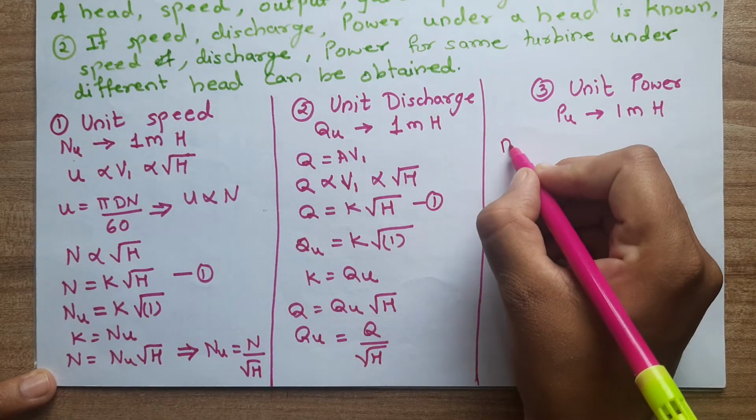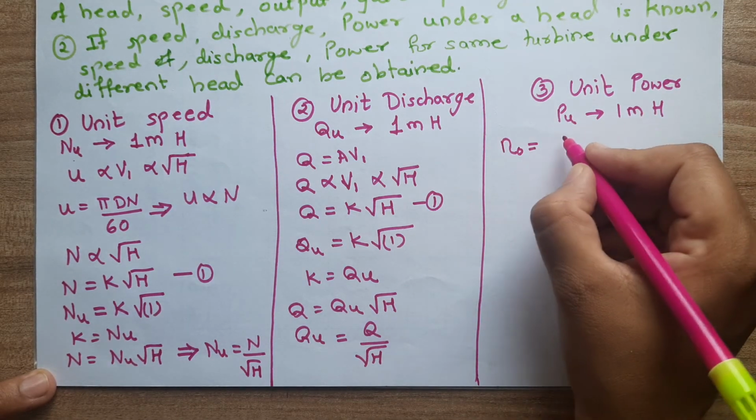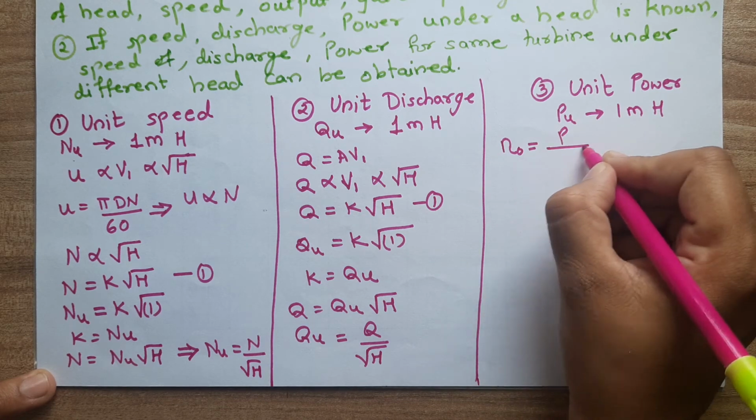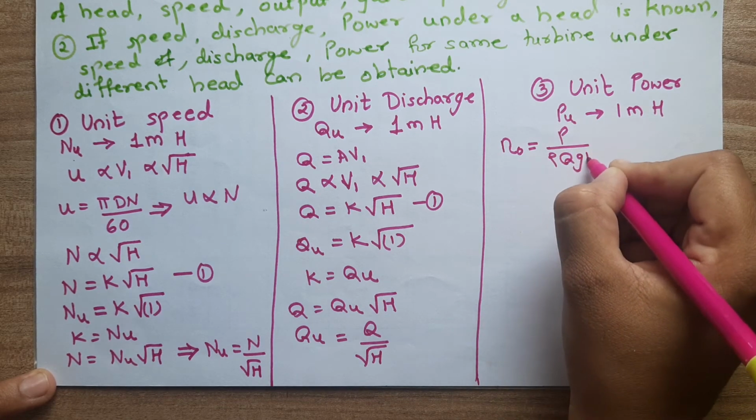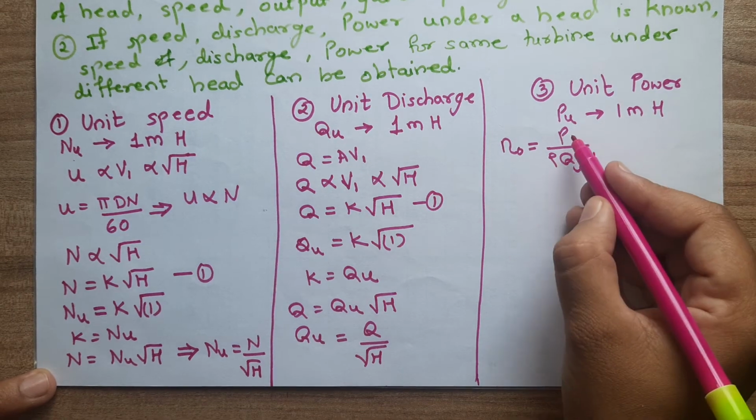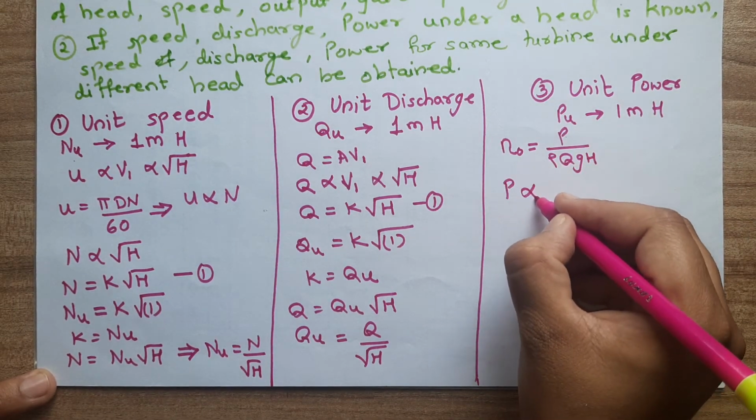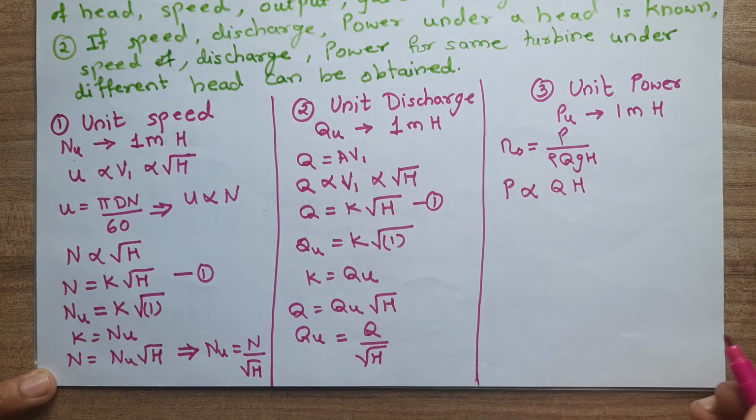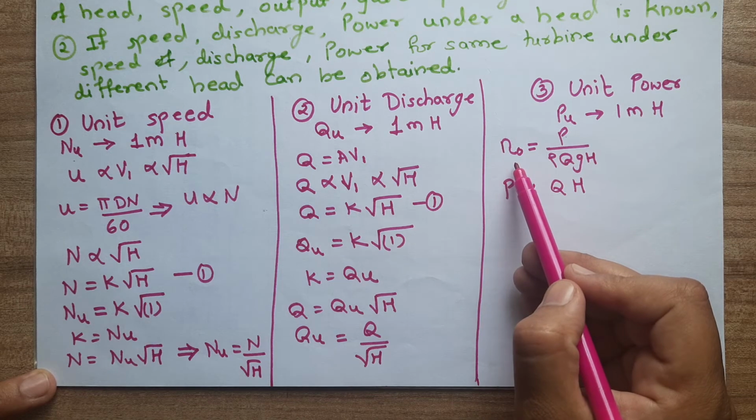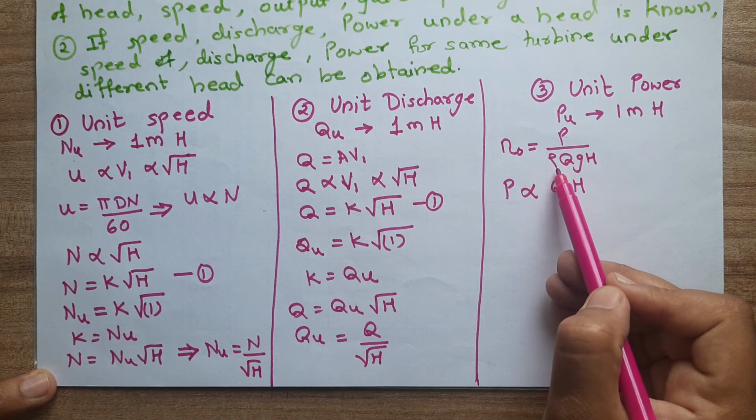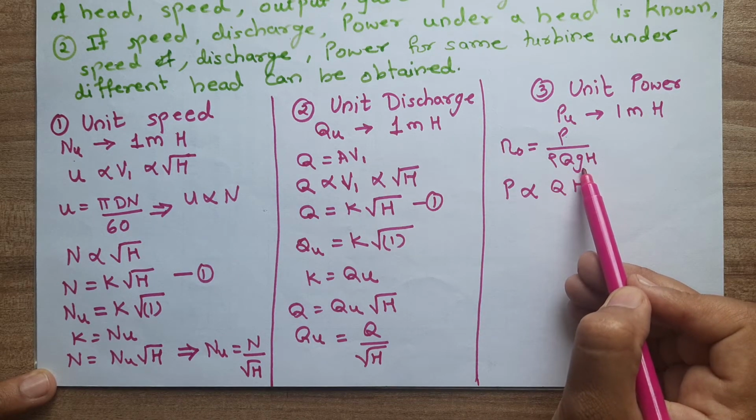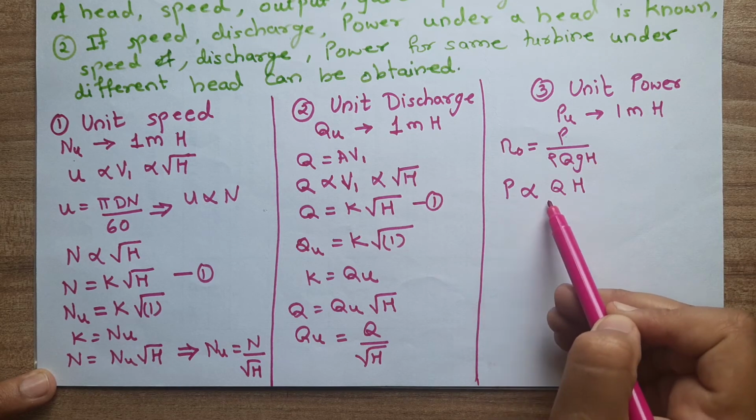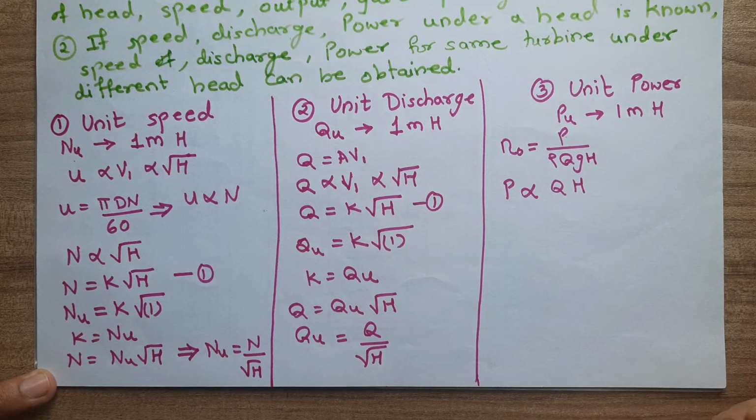Now we know that overall efficiency is equal to power upon rho Q G H. So from here we can write that power is directly proportional to Q into H. As the turbine is going to be the same, we want its overall efficiency to be constant. Rho again is constant, G is constant. So we can write that power is directly proportional to Q into H.